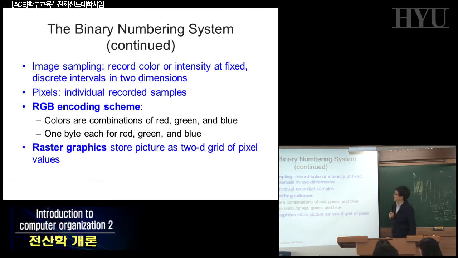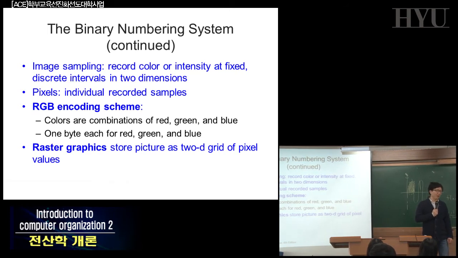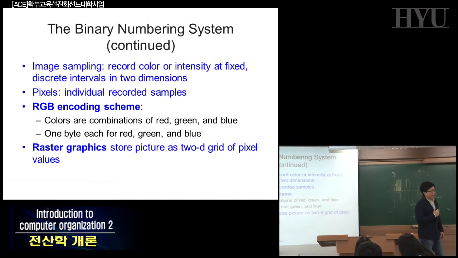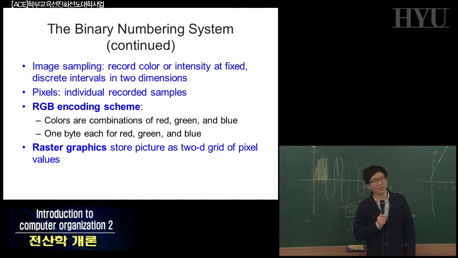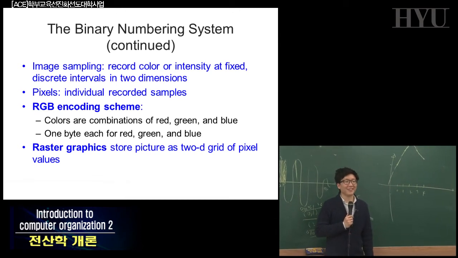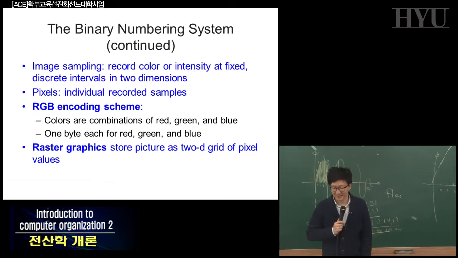Record the color or intensity at fixed and discrete intervals in two dimensions. Two dimension. What's a two dimension? How do you draw 2차원, two dimension on the board? X, Y. This is two dimension. If I add Z, then it's 3D. Three dimensional. Four dimensional. Five dimensional. Six dimensional. What if you keep increasing the dimensions? What do you have at the end? 뭐가 나올까?